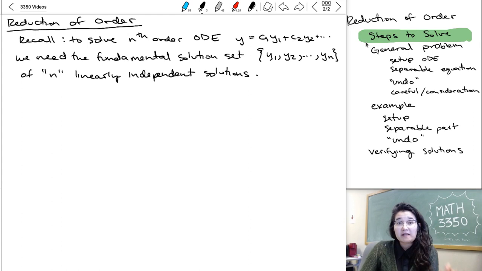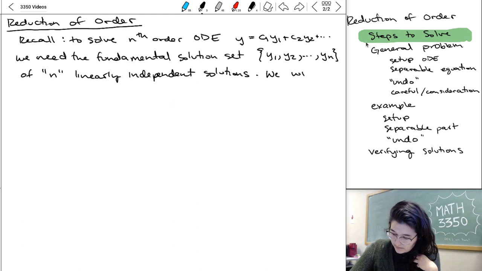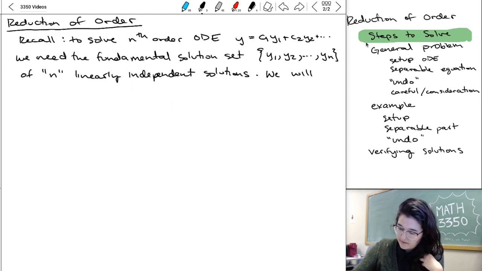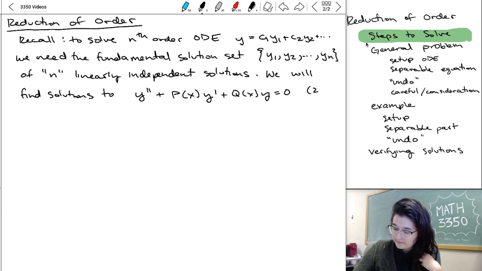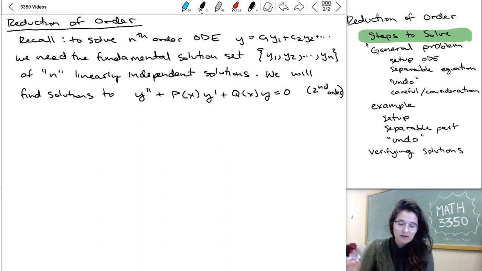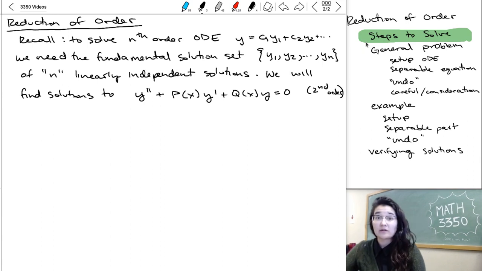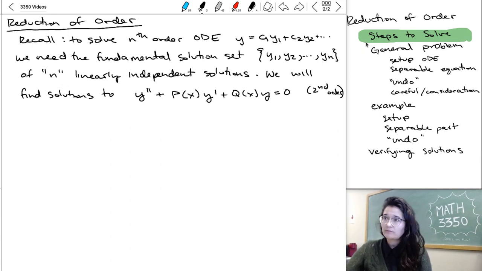And so for this particular section, we're going to be discussing a second order ODE. That second order ODE is y double prime plus p of x y prime plus q of x times y equal to 0. And since we have that y double prime up at the start, we know that this is a second order differential equation.